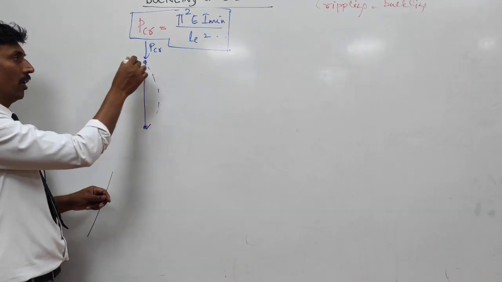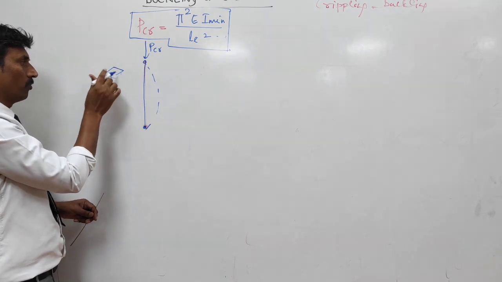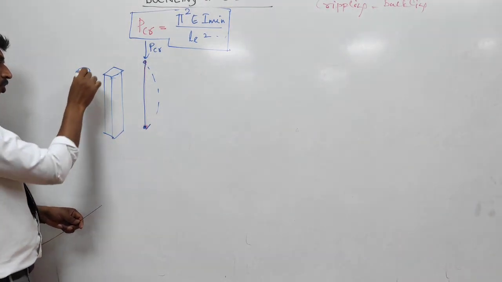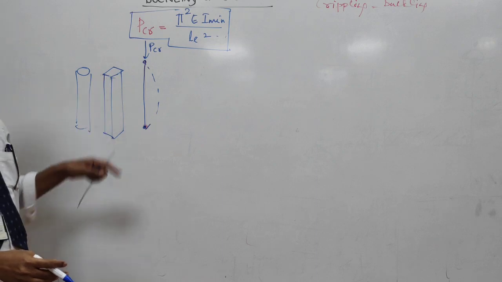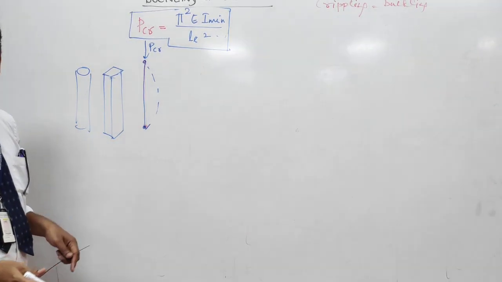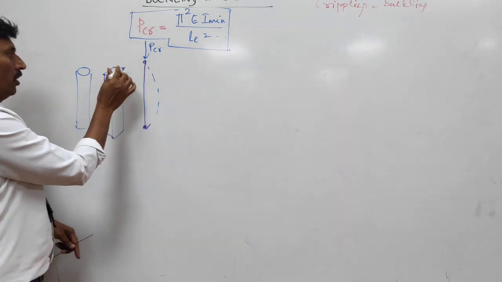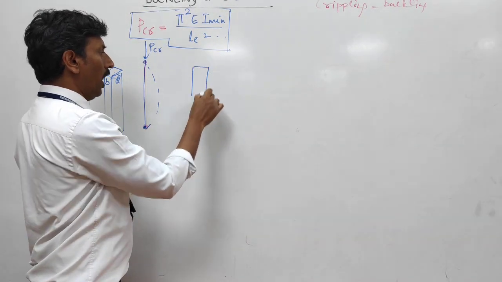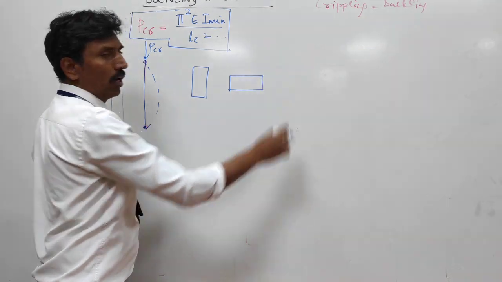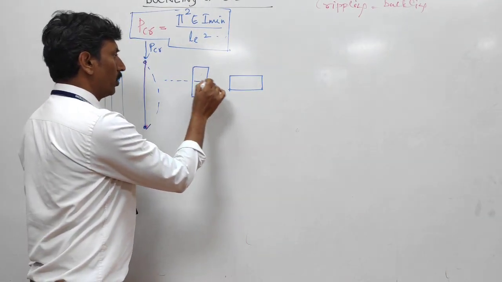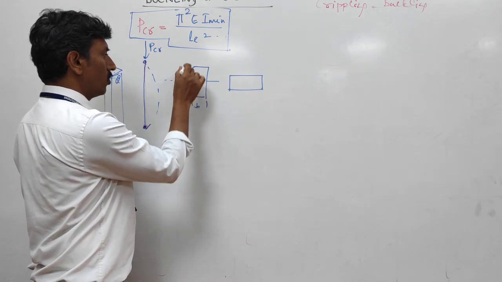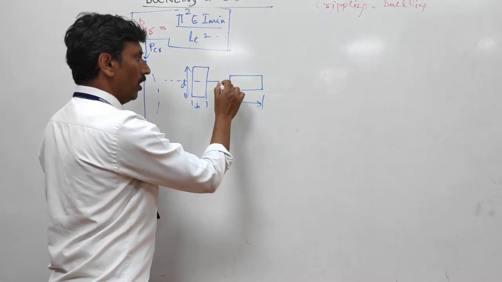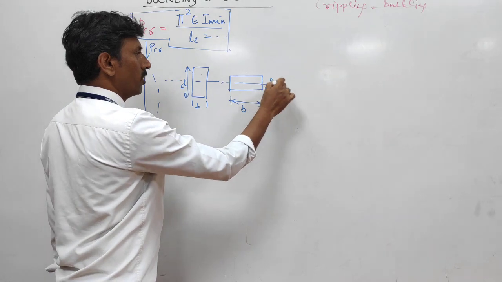Moment of inertia depends on what type of column this is. Whether this column is rectangular, or square, or circular. Suppose it is a rectangular column, then here this is B and this is D. Rectangular columns can have two I values. One is about this axis, where this is B and this is D. Otherwise, rectangular columns can have it the other way like this, where this is B and this is D.